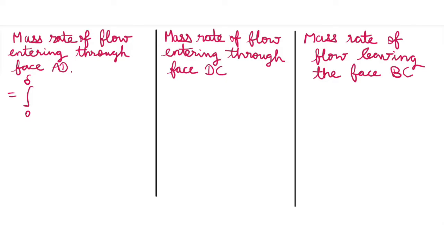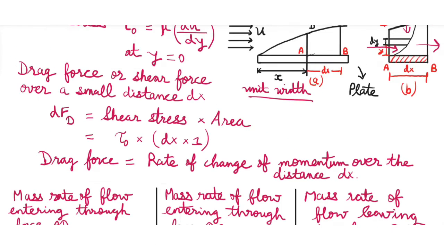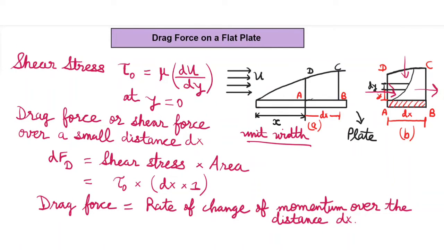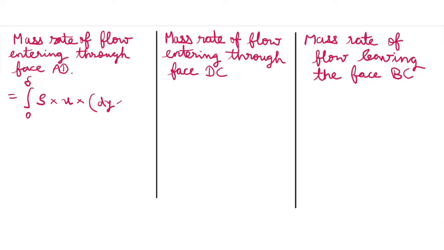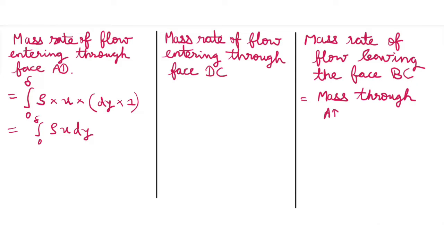So now this will be integration from 0 to delta, that is up to the boundary layer thickness, of rho into velocity into area of the strip of thickness dy. Thickness is dy और width जो होगी that is 1. Integration 0 to delta rho u dy. Then we have the mass rate of flow leaving the face BC.